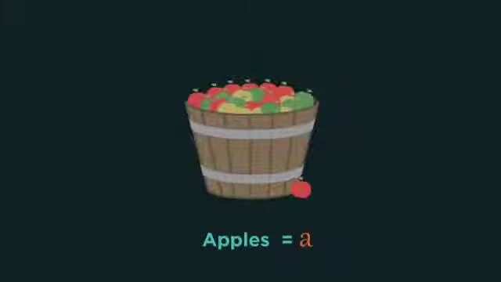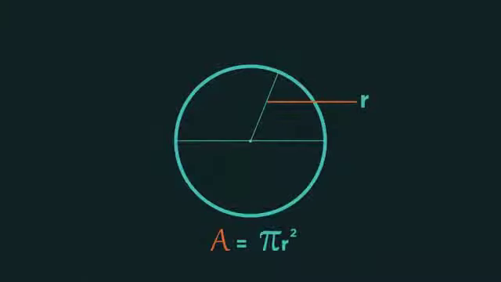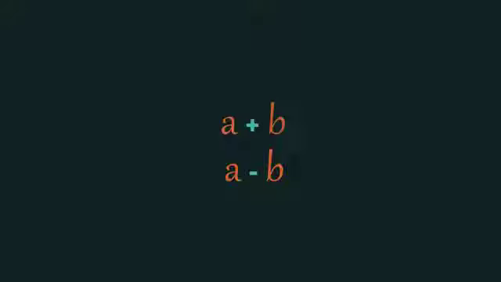A big reason for using symbols instead of numbers is that the symbols, or variables, can represent unknown quantities, and for showing formulae, like the area of a circle. So let's have a look at some of the key notation.